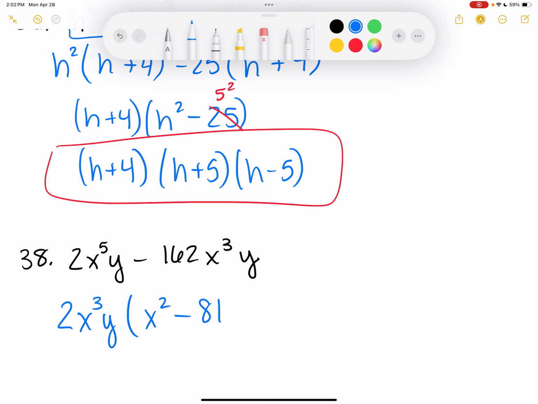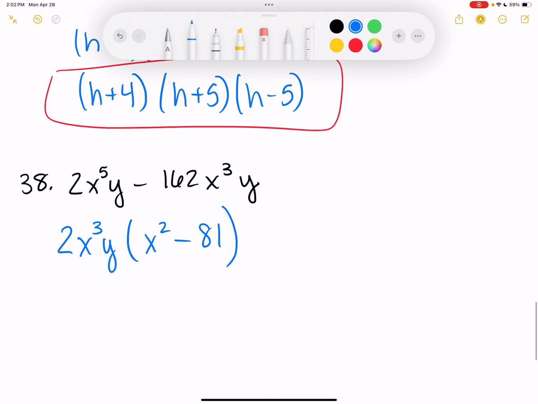Took that out, took that away. Now, I have 2x cubed y times x squared minus 81. If I see 2 terms and this is a minus sign, I'm always going to check for a difference of squares. Is this a difference of squares? Yes, because what squared is 81? 9. So what would this factor into? 2x to the 3rd, y, x plus 9, x minus 9. Yep.